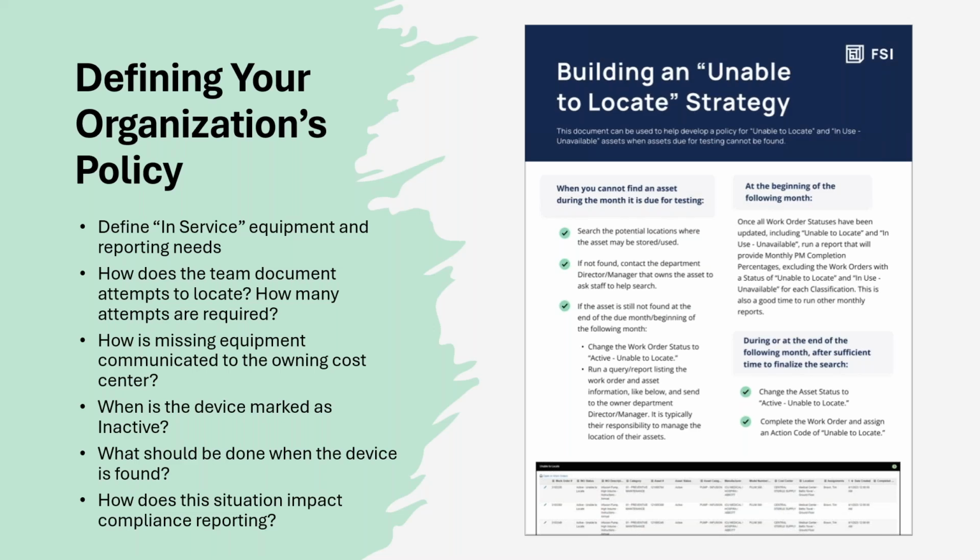How is missing equipment communicated to the owning cost center? So how do we delegate the search effort to that owning cost center? Look above the ceiling tiles, open up the cabinets in the various rooms to try to track it down. I love the ceiling tile reference because I'm sure you all probably have experience with devices getting lost there.